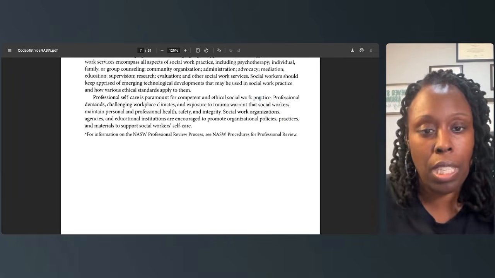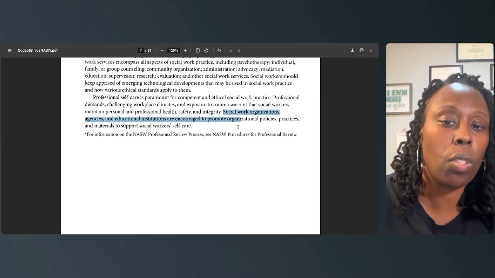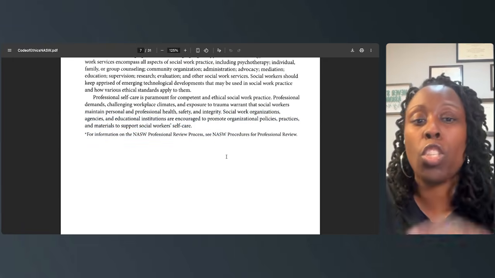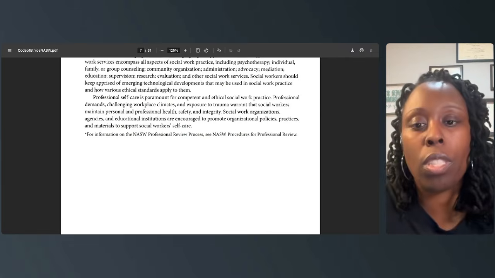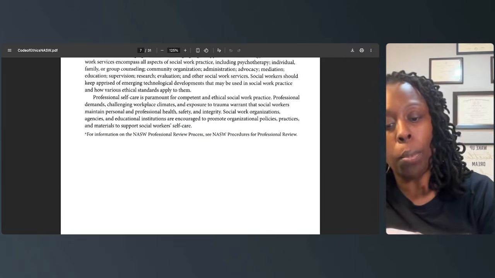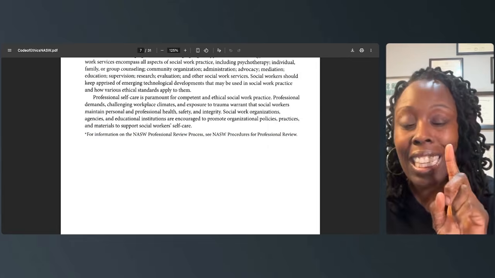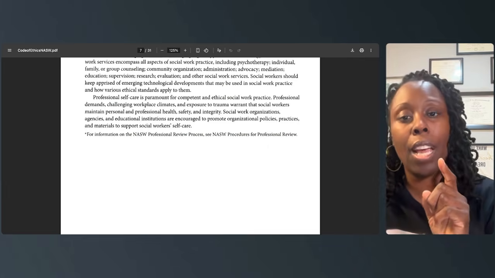Please, please, please. It says social work organizations, agencies, and educational institutions are encouraged to promote organizational policies, practices, and materials that support social workers' self-care. So if you work for a job or a place and they're just giving you more cases, giving you more hours, they clearly are not adhering to the social work code of ethics. All right. And if they're not, you need to be.